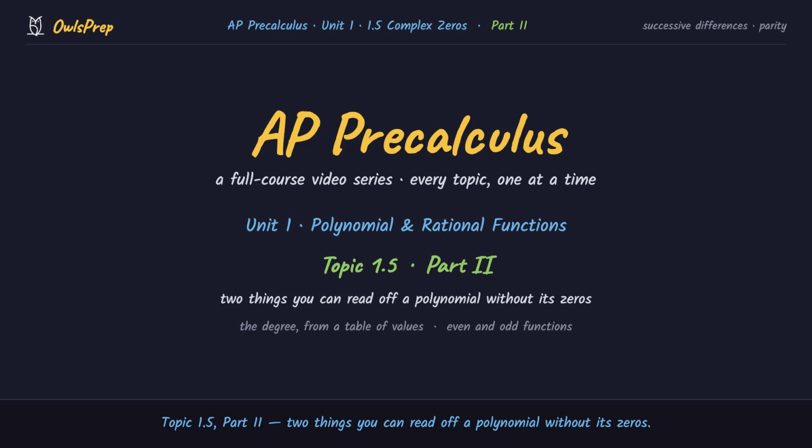First, someone hands you a table of values. No formula. Can you still work out the degree? Second, how do you tell whether a function is even or odd? Both of them come straight out of things you have already seen, so let's go.